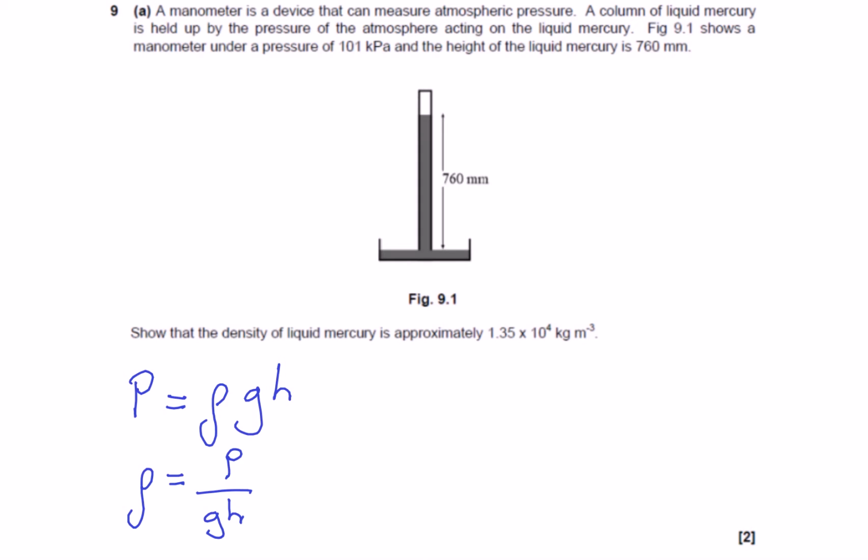So let's put my numbers in. The density is going to equal the pressure, which is 101 times 10 to the 3 pascals, divided by 9.81 multiplied by the height, which is 0.76. And when you tap that into your calculator, that should give you an answer of approximately 1.35 times 10 to the 4.